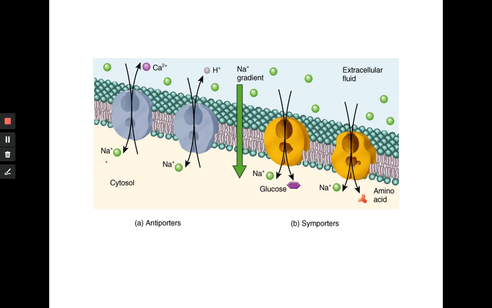There is an exchange: sodium goes inside. As you know, sodium concentration is high outside, so sodium goes from higher concentration to lower concentration. But calcium goes from lower concentration to higher concentration. Calcium concentration outside is 10 to the minus 3 molar. Inside, calcium is 10 to the minus 7 molar. Then calcium goes against the concentration gradient, in exchange for sodium, which goes with the gradient.